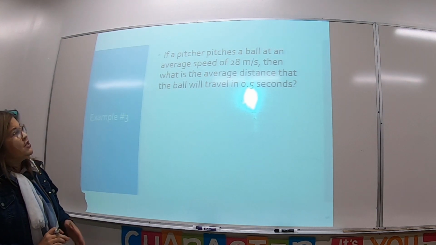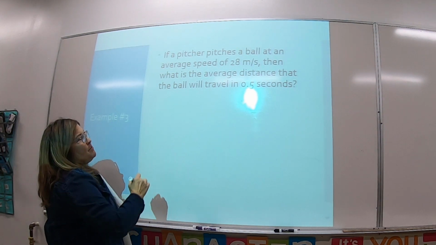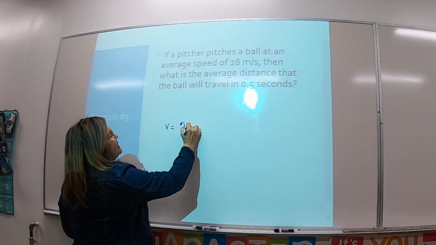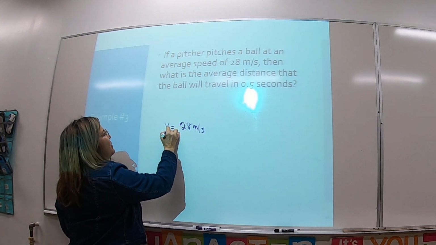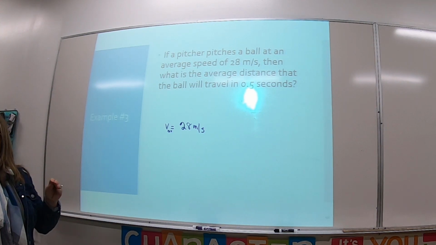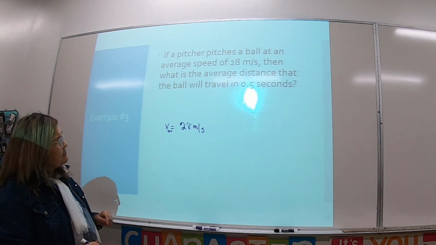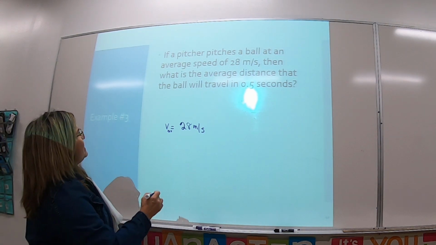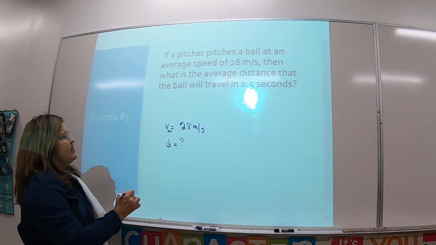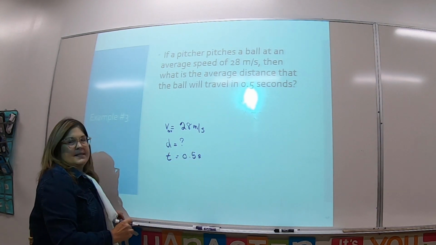Okay, a pitcher pitches the ball at an average speed of 28 meters per second. So I know my V value is 28 meters per second. Or I could put V average. Remember, we can use it either way for average. What is the average distance? So I'm looking for distance if the ball travels for 0.5 seconds.